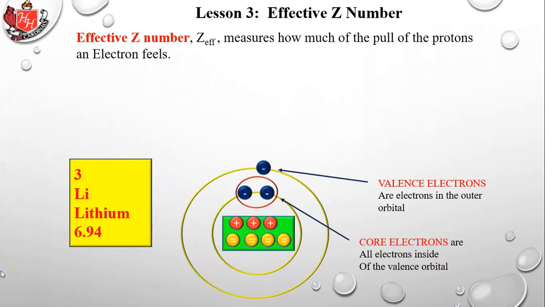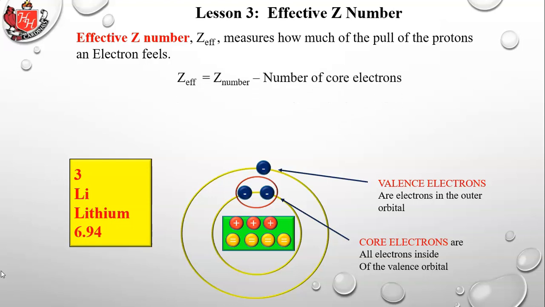So Z effective number, symbolized Z sub EFF, measures how much of the pull the protons and electrons feel. So if we look at our lithium atom, we see that there are 3 protons pulling on the electrons. But when you look at it from the standpoint of the valence electron, there are 2 electrons standing between it and the 3 protons in the nucleus. So they're effectively blocking the pull of some of the 3 protons in the nucleus.